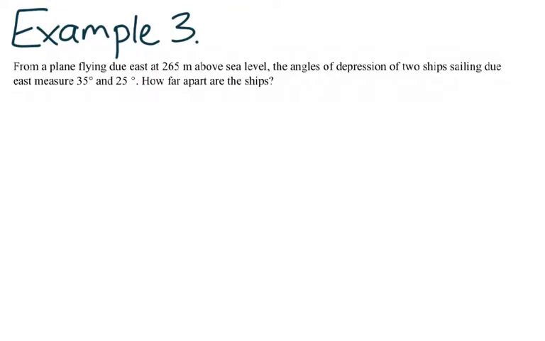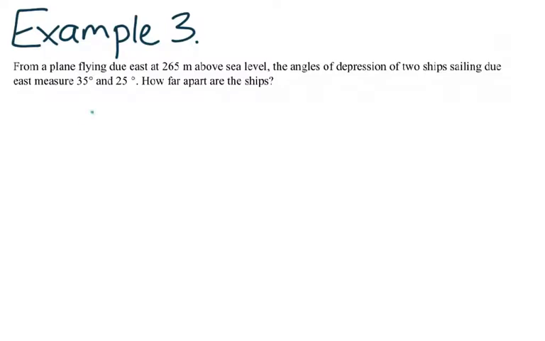Now, I've just done another one. It's a little bit harder, but it is a sort of question that is asked quite regularly in a top ability class. So we've got, from a plane flying due east at 265 meters above sea level, the angle of depression to two ships sailing due east measure 35 degrees and 25 degrees. How far apart are the ships?